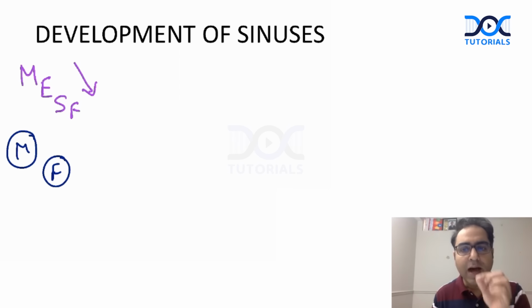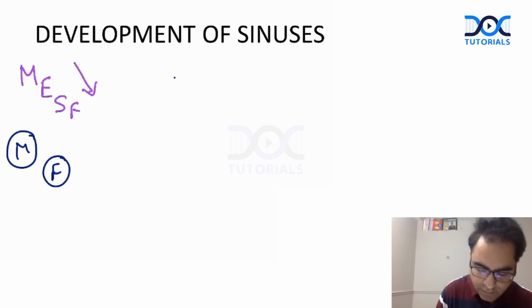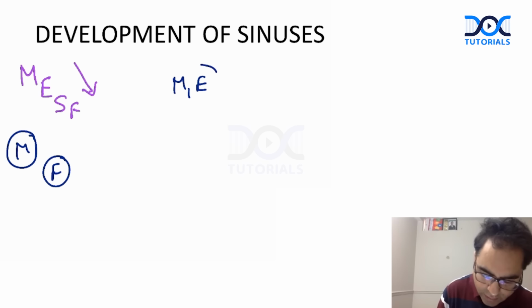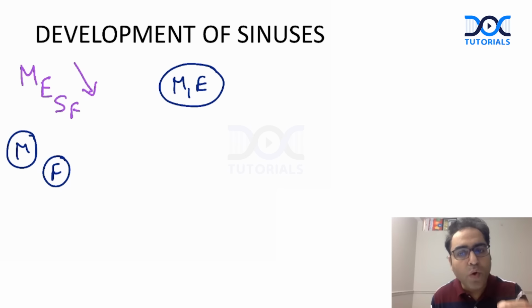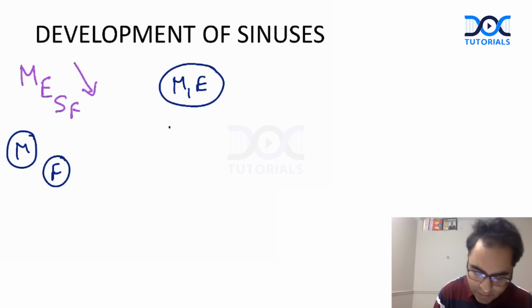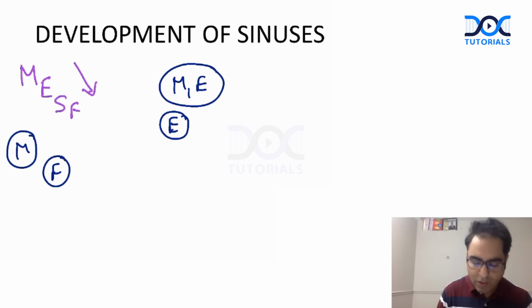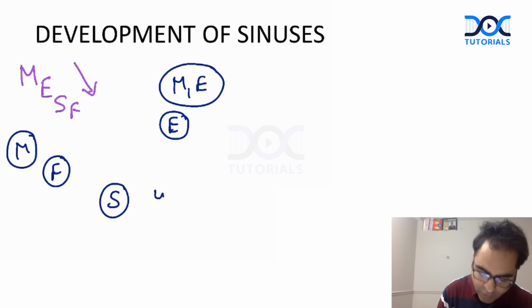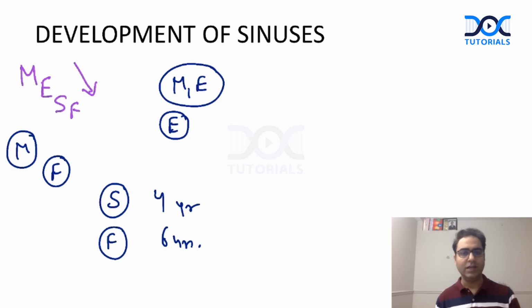Which two sinuses are present at birth? The answer is maxillary and ethmoid. Which is the most developed sinus at birth? Ethmoid. Sphenoid develops at what age? 4 years of age, radiologically. And the frontal appears at 6 years of age, radiologically. So these are various points you need to remember about the development of sinuses.